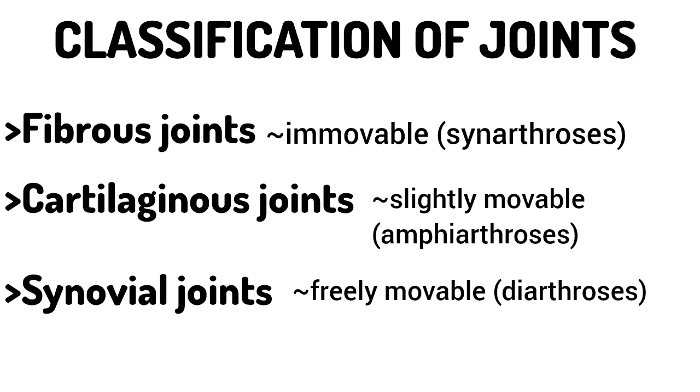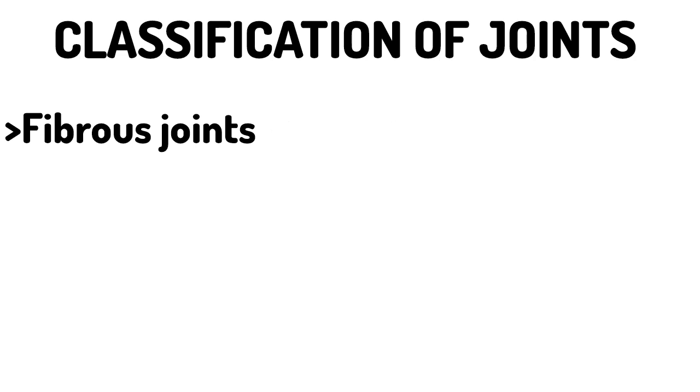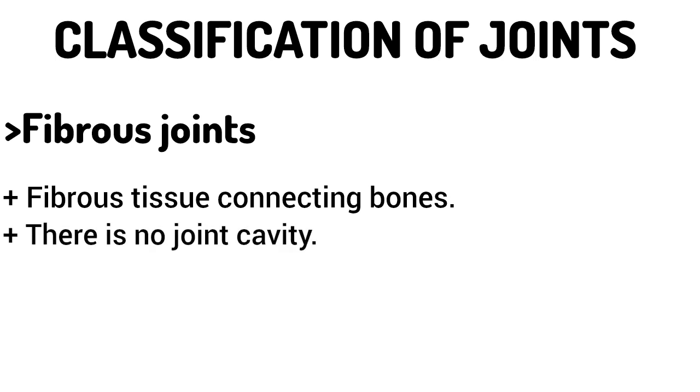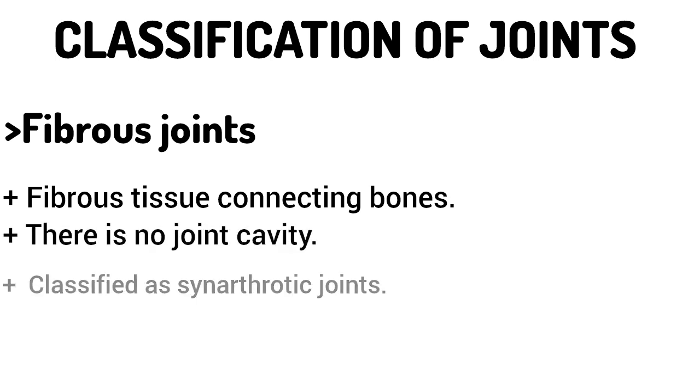So let's start with fibrous joints. Fibrous joints are fixed joints formed by fibrous tissue connecting bones. There is no joint cavity and they are classified as synarthrotic joints.